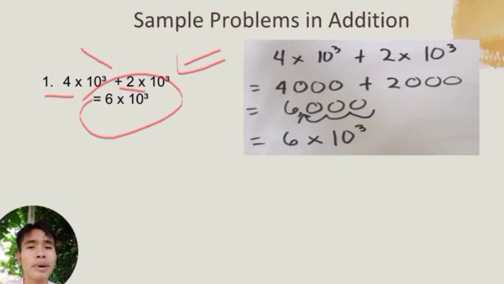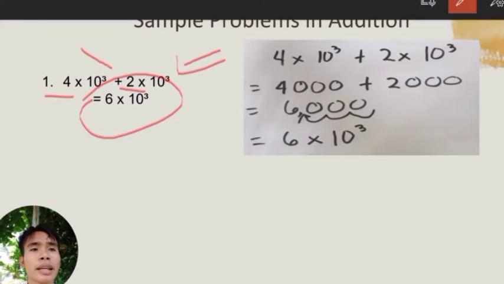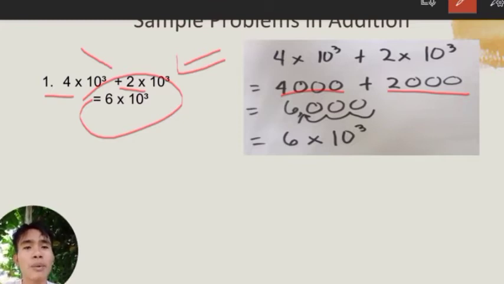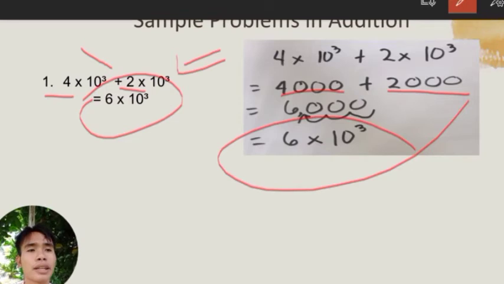Or we have another method in solving scientific notation. We'll transfer the scientific notation into standard form. Then once we have the answer in standard form, we'll convert it back to scientific notation. Like this, 4 times 10 to the power of 3 will become 4,000. And 2 times 10 to the power of 3 is 2,000. Then it has a total of 6,000. Then we move the decimal by 1 unit, so 1 number in front. So 6 times 10 to the power of 3.